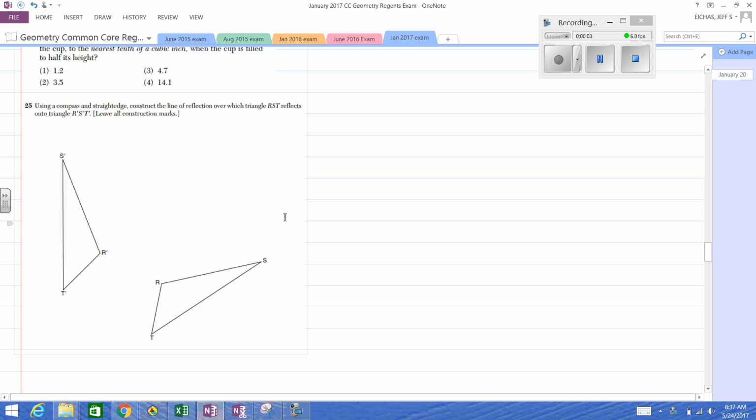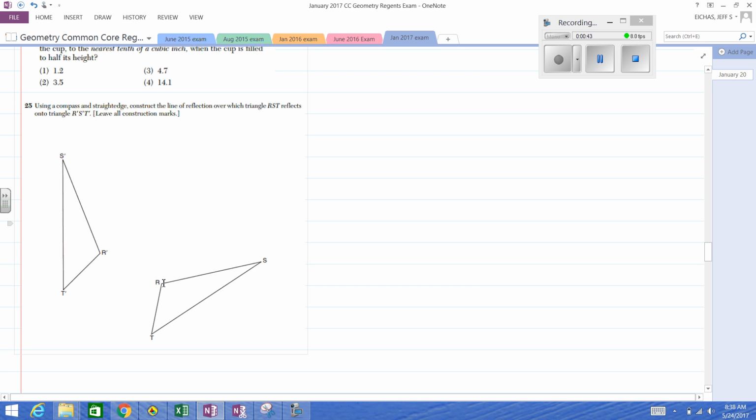Okay, so we're going to go over the open response questions on the January 2017 exam here, and we'll start at number 25. We're supposed to construct, using a compass and straight edge, the line of reflection. So what we're going to use today is the perpendicular bisector. We're going to construct the perpendicular bisector of R prime and R. What that's going to do is that's going to be the line of reflection.